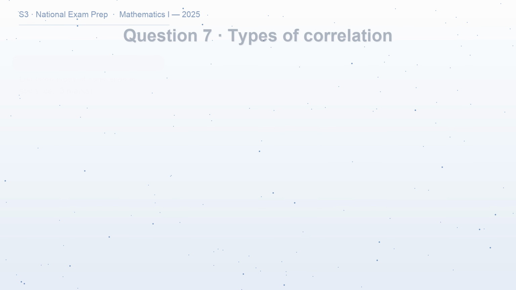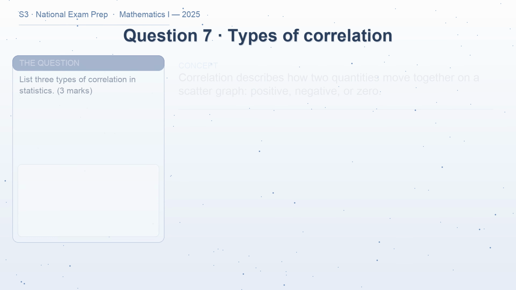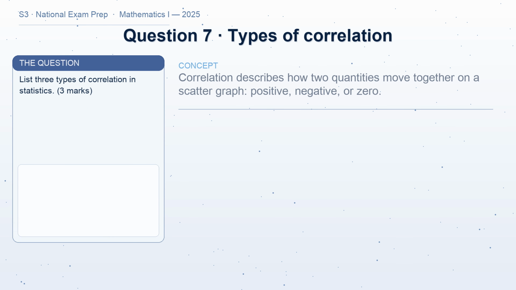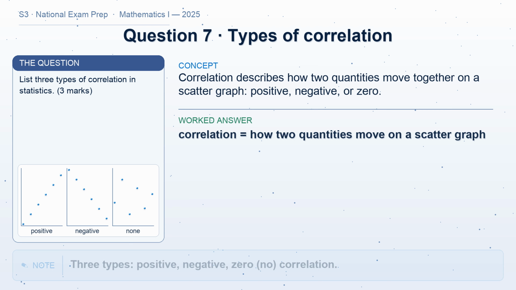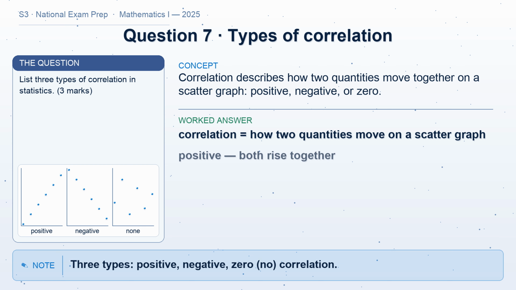Question 7. Name 3 types of correlation. Correlation describes how two quantities move together when we plot them as points on a scatter graph. There are 3 kinds to remember. Positive correlation is when both quantities rise together. As one goes up, so does the other. Negative correlation is when they move in opposite directions. As one goes up, the other comes down.